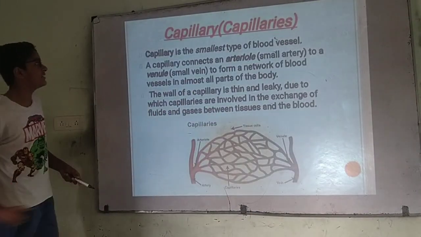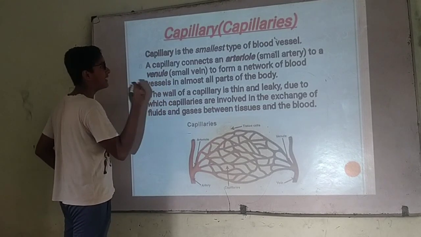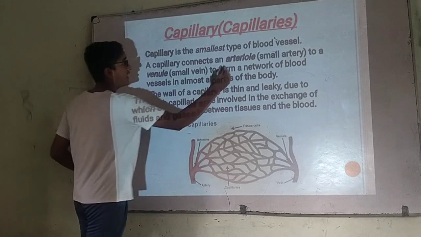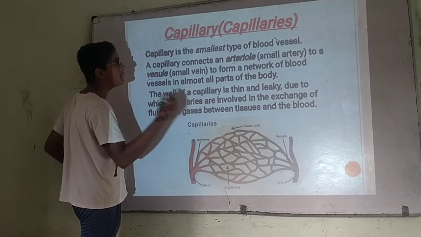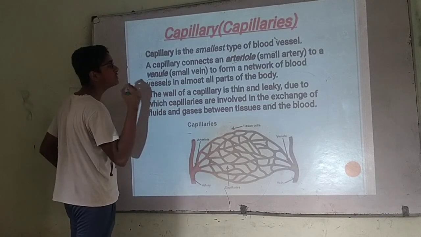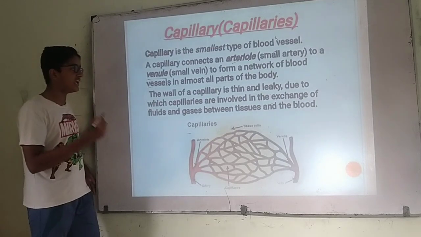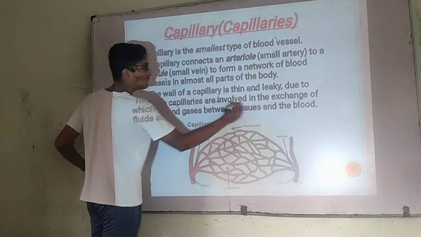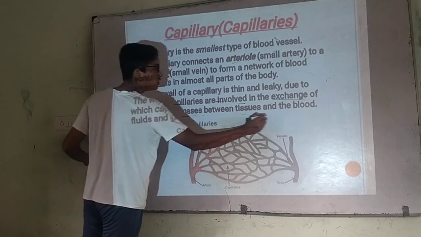Capillaries. A capillary is the smallest type of blood vessel. A capillary connects an arteriole, that's a small artery, to a venule, a small vein, to form a network of blood vessels in almost all parts of the body. The wall of a capillary is thin and leaky, due to which capillaries are involved in exchange of fluids and gases between the tissues and the blood.